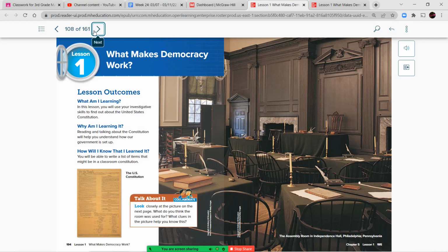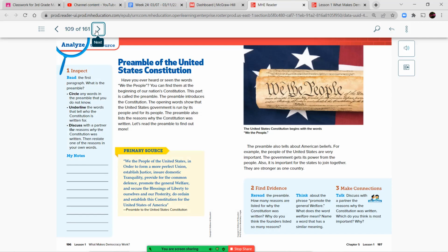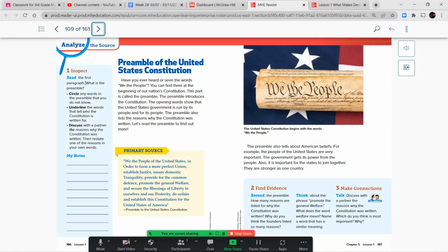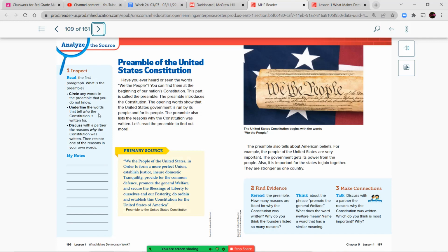So we're going to use our investigative skills to find out about the United States Constitution. Reading and talking about the Constitution will help you understand how the government is set up. All right, let's go ahead and read through our blue bar instructions. It says, read the first paragraph. What is the preamble? Circle any words in the preamble that you don't know. Underline the words that tell who the Constitution is written for. And then discuss with a partner the reason why the Constitution was written. Then restate the reasons in your own words, and you can write that down here.